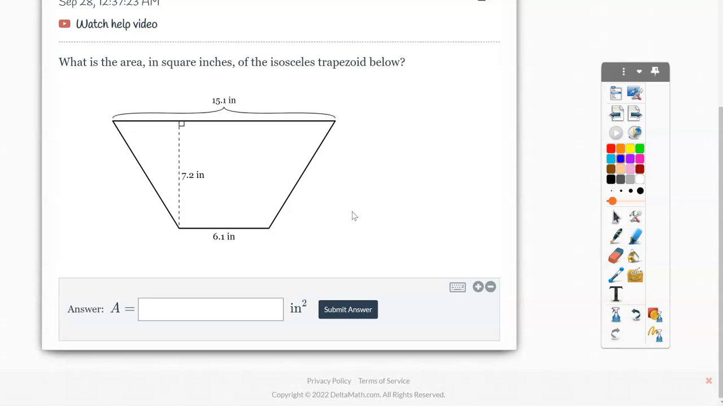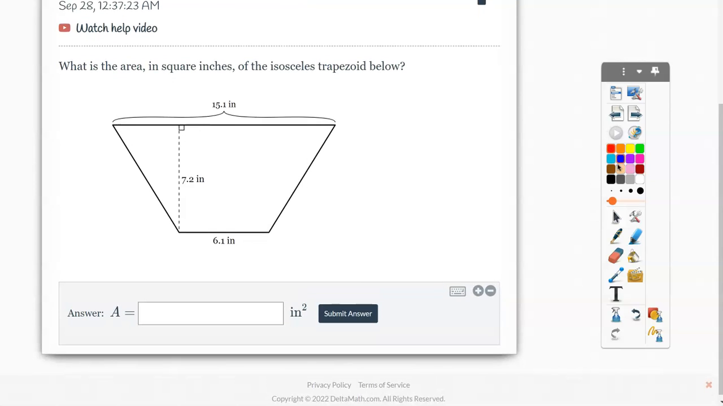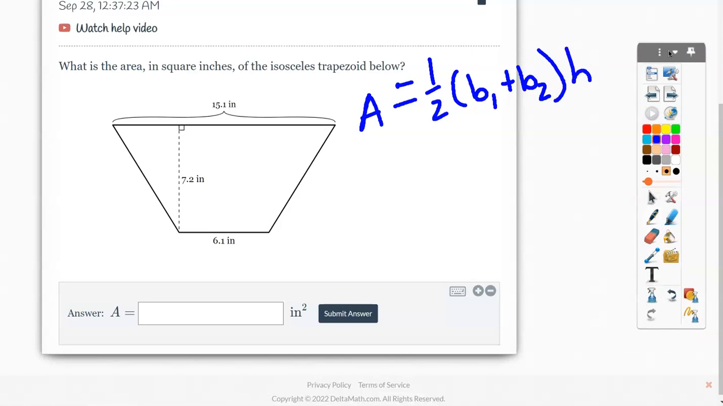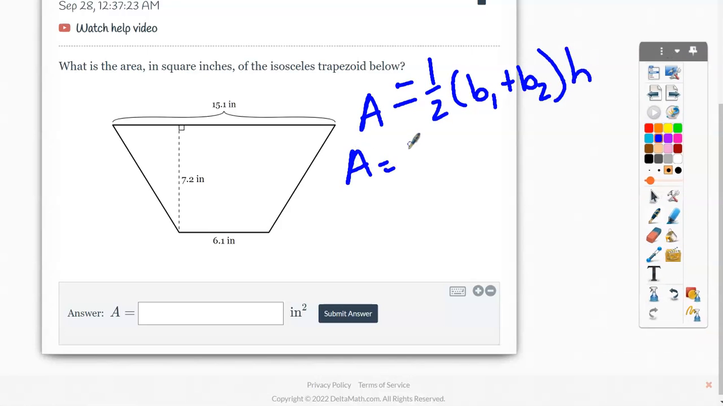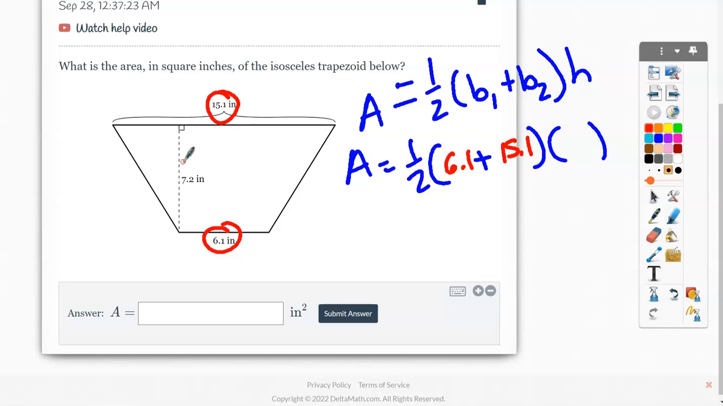What is the area of the isosceles trapezoid below? The area of a trapezoid is half base 1 plus base 2 times the height. So the area for us will be half, and we're going to find base 1, 6.1, and base 2, 15.1, and the height, 7.2. Now that's a lot of math to do. You probably could figure it out, but why not use a calculator to speed things up? So half of 6.1 plus 15.1 times 7.2.